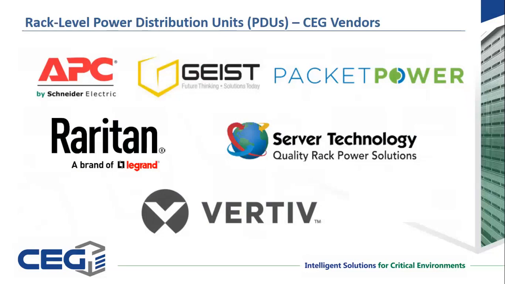But APC, this is in alphabetical order, APC, Geist, Packet Power, and they're more of a niche technology because they include some wireless monitoring capabilities in with their basically smart power cords versus a power strip. And so we would do something separate to show you their product. But APC, Geist, Raritan, Servertech, and Vertiv. And Vertiv's the new brand that used to be Emerson Network Power or Liebert.